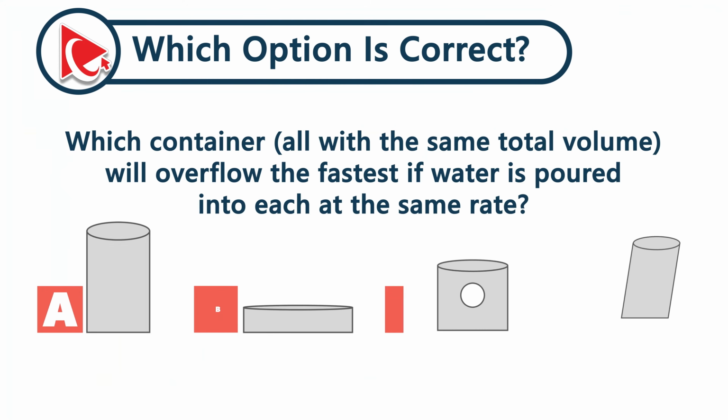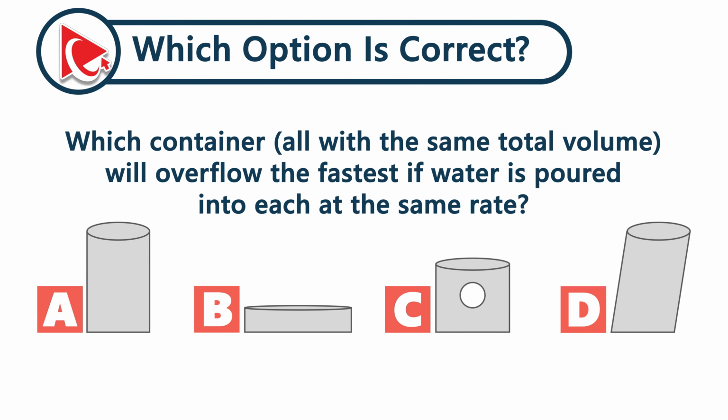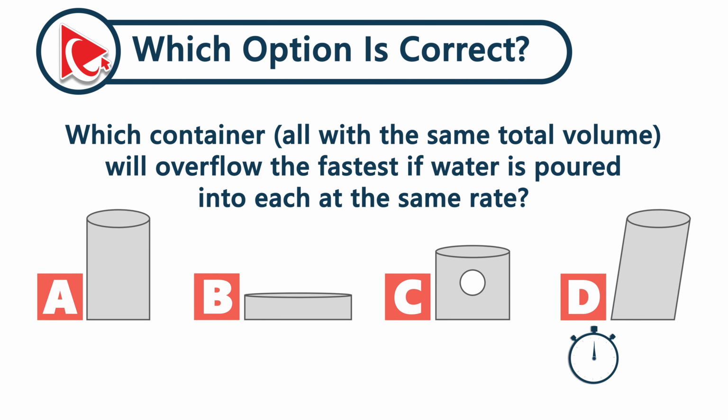Which container, all with the same total volume, will overflow the fastest if water is poured into each one at the same rate?